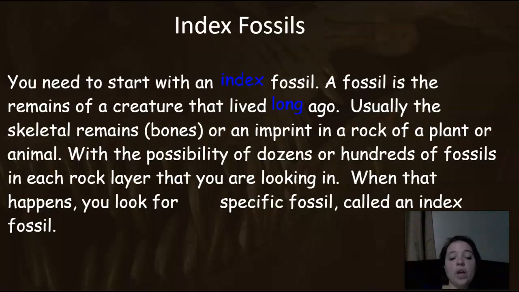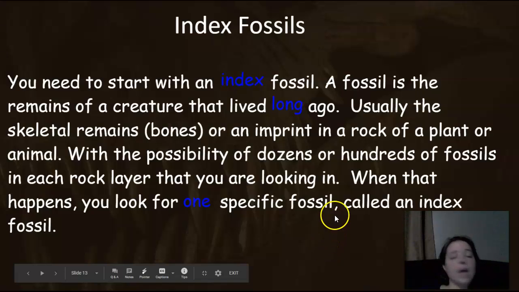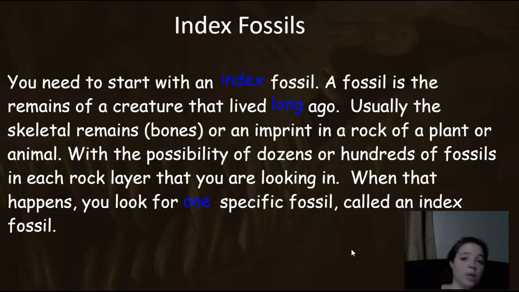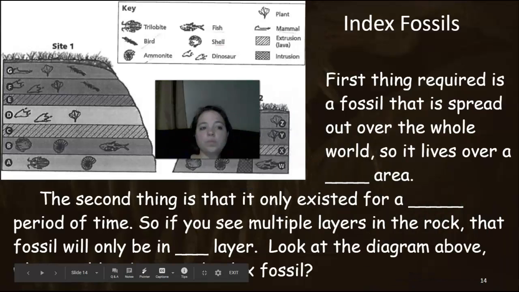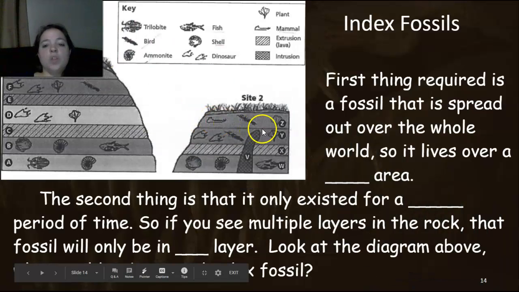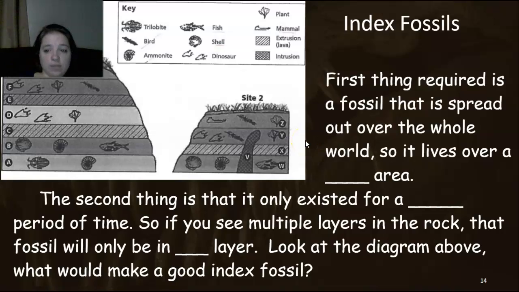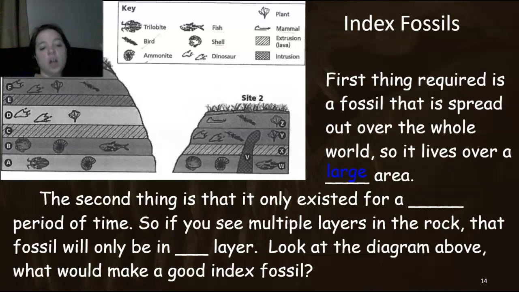what you would need to look for is one specific fossil called an index fossil. Now, what is an index fossil? A fossil is just creatures or imprints of plants and animals that were there. The first thing required for an index fossil is that it needs to spread out over the whole world. So index fossils live in a large area.